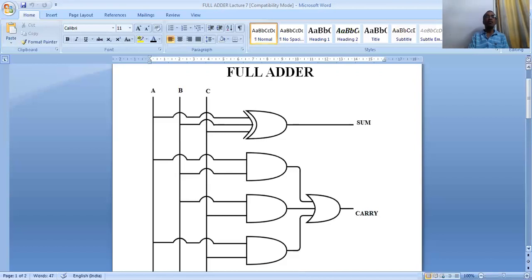In the case of second AND gate, B input is first overlapped and connected to second AND gate. C input is directly connected to second AND gate.